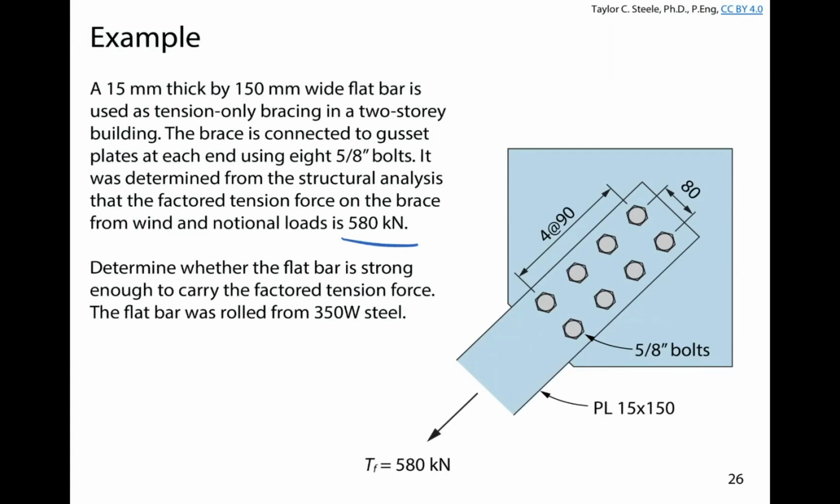They picked a flat bar 15 by 150. The connection designer laid out the bolts and the gusset plate. What we're going to do here in the example, and actually what you're going to do, is determine whether the flat bar is strong enough to carry the factored tension force acting on the bar. Assume it's rolled with 350W steel.